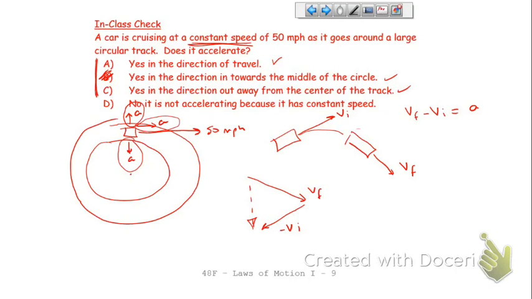So I hope you got the fact that there was an acceleration. It was really nice if you got that it was B, but it's not the end of the world if you didn't.